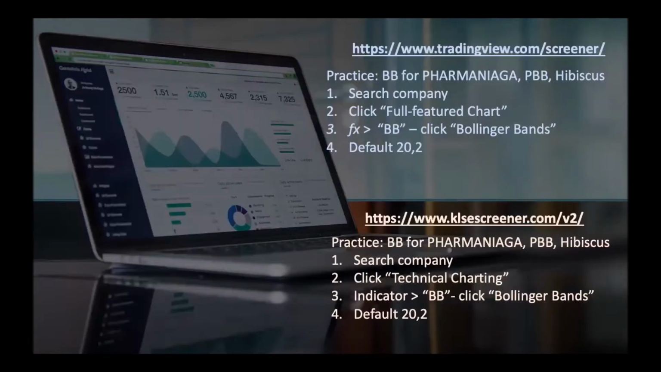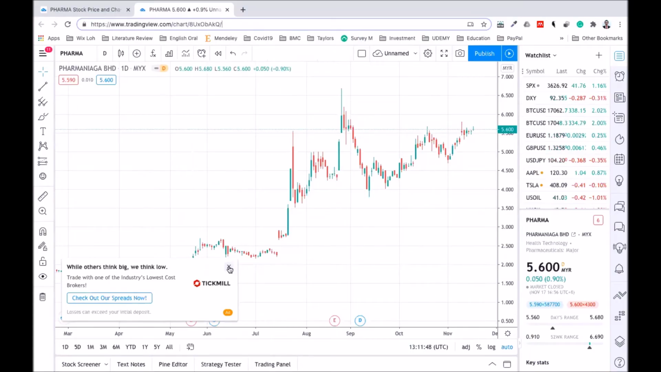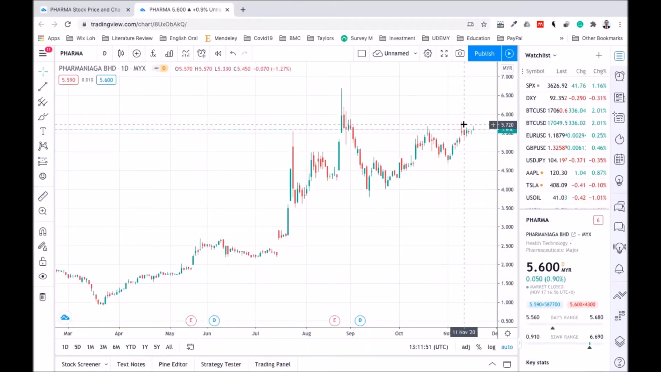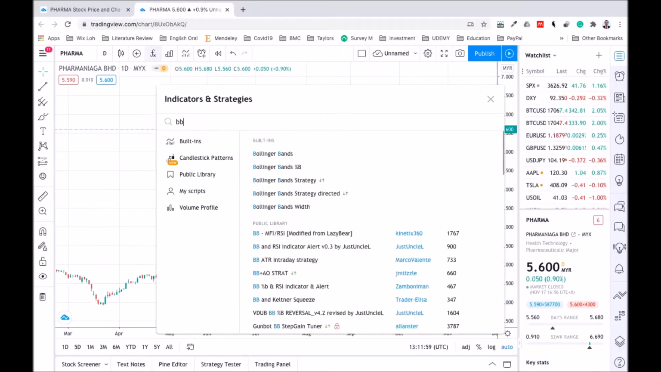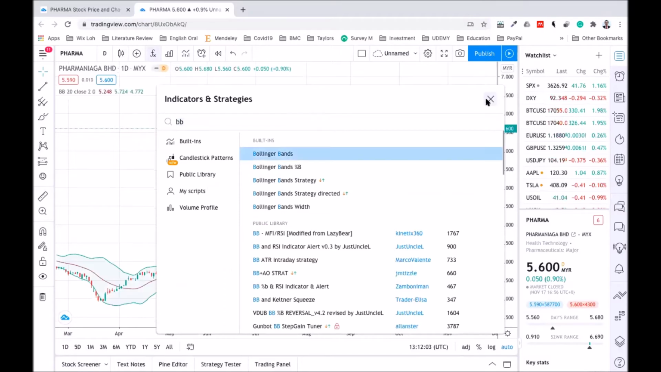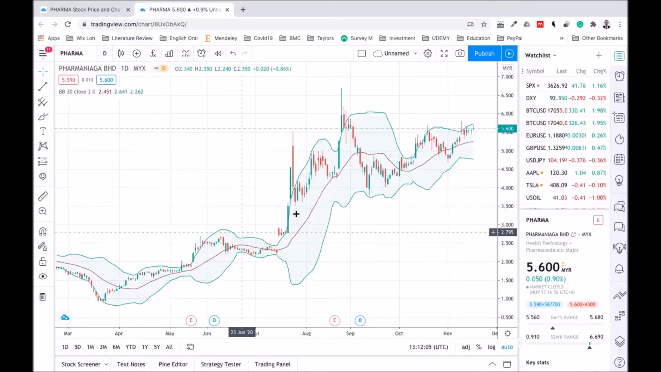Okay, we can do a demo here. Let's check this Bollinger Band for these different types of stock: Fibonacci, Public Bank, and Hibiscus. So this is a Fibonacci stock. How we do the setting is press the FX. Then we don't need to type Bollinger Band, just typing BB will do. Then the Bollinger Band comes up here. Click, close the window, then you see this band come up.